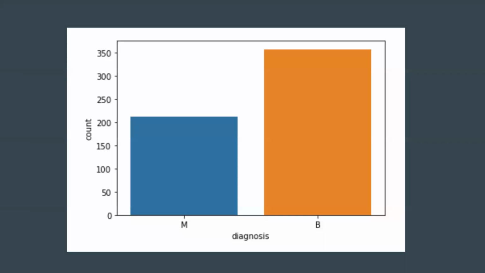For visualization, the total number of cells labeled is 357 for benign and 212 for malignant, which indicates the target variables are distributed fairly evenly, so we can train on both benign cases and malignant cases.